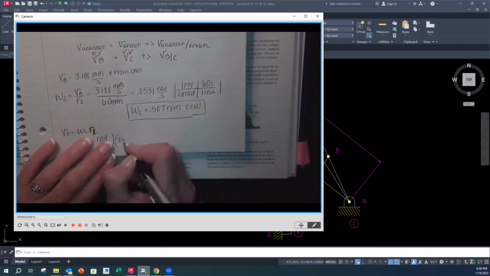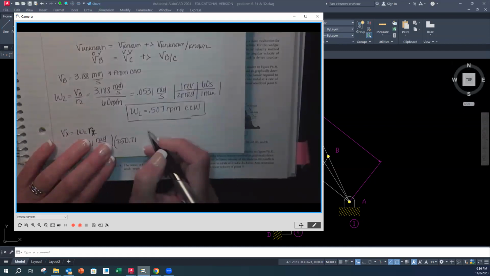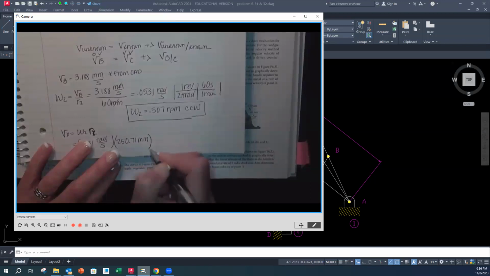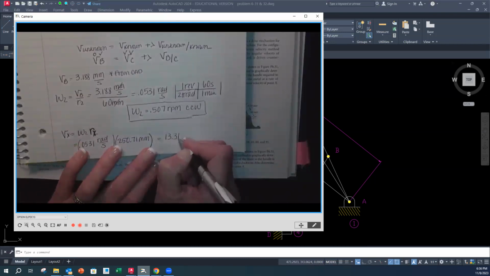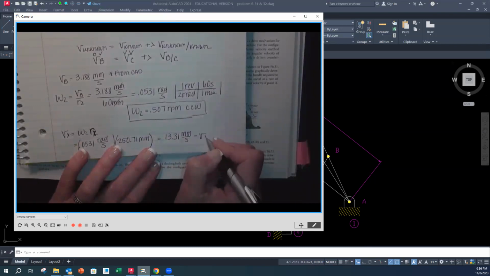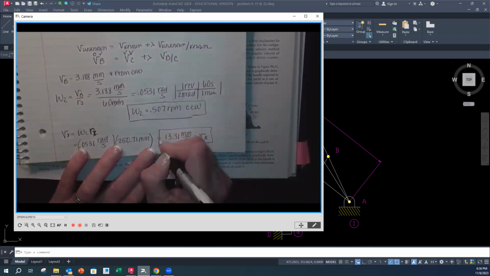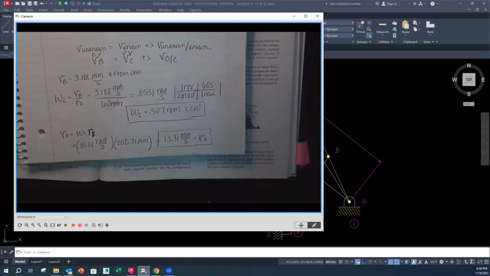250.71 millimeters. So when we multiply those together, radians times millimeters, radians drops out, and we will get a value of 13.31 millimeters per second, and that's going to be equal to Vx.